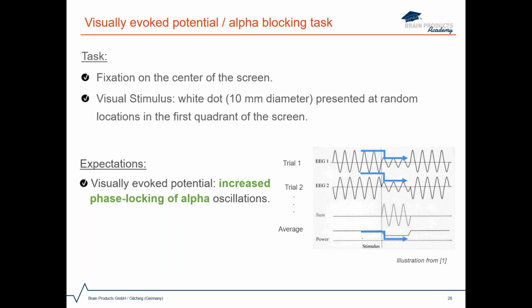Even though the alpha rhythm resynchronizes, we find that its overall amplitude decreases when we display visual stimuli. So alpha oscillations get suppressed or blocked in the visual cortex when paying attention to the visual stimuli. So when analyzing total or induced power, we would expect a decrease in alpha power following the stimulus onset. Let's go to Analyzer now.